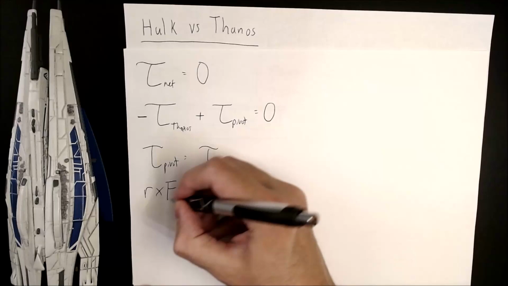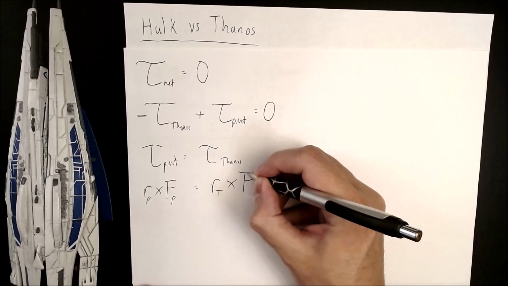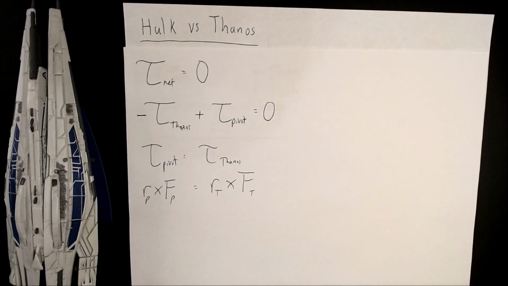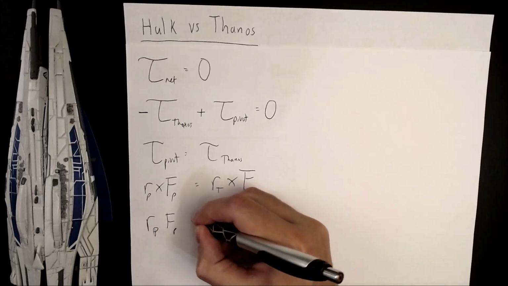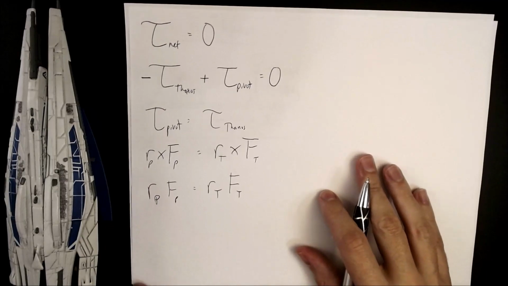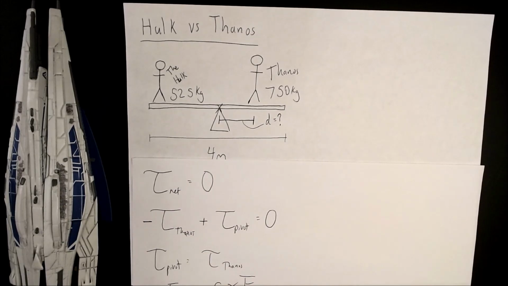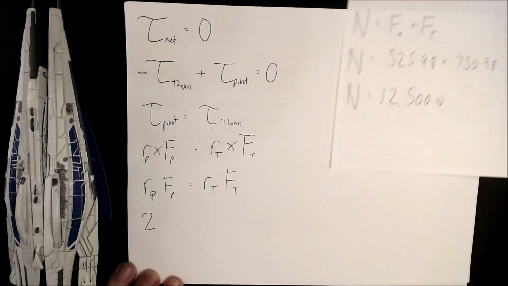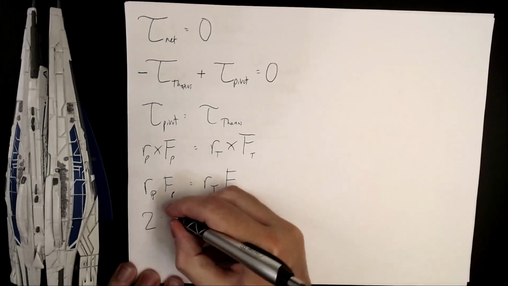r cross F pivot is equal to r Thanos cross force Thanos. The sine of theta will end up being 1 again for the exact same reason as before. So we've got the radius pivot times force pivot is equal to radius Thanos times force Thanos. Radius pivot. Well, if we're measuring from there, what is the radius to the pivot? Yeah, it's 2 meters. 2 meters times the force of the pivot. The force of the pivot was this normal force that we got before, 12,500 newtons.